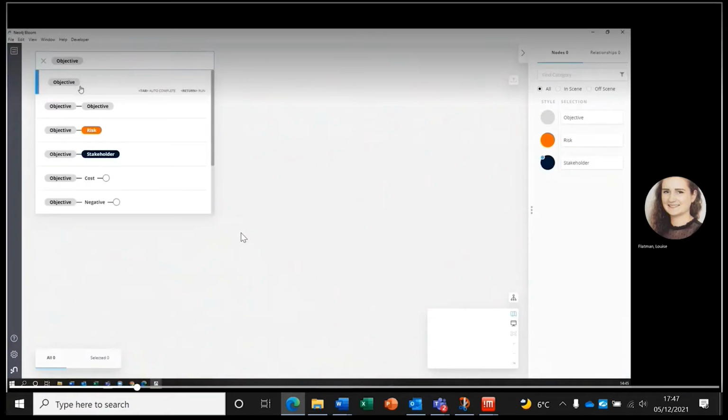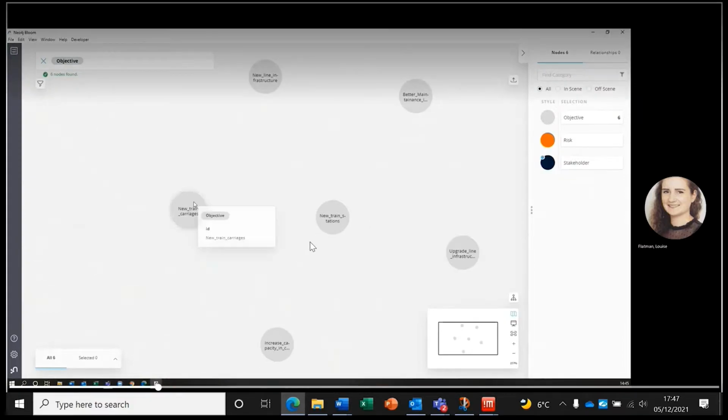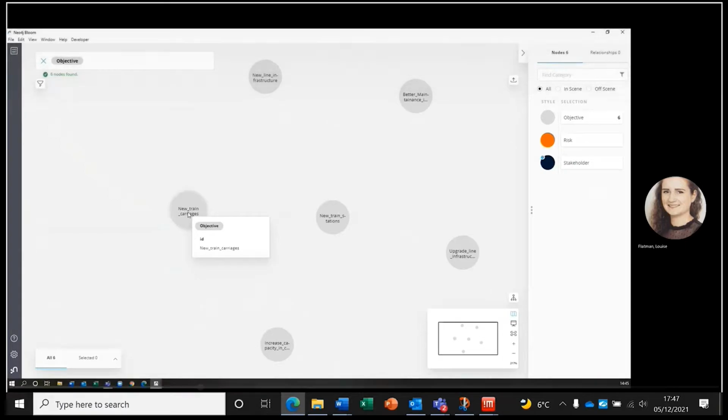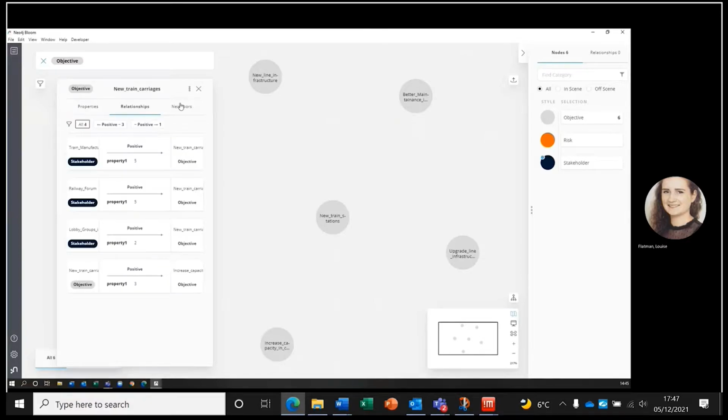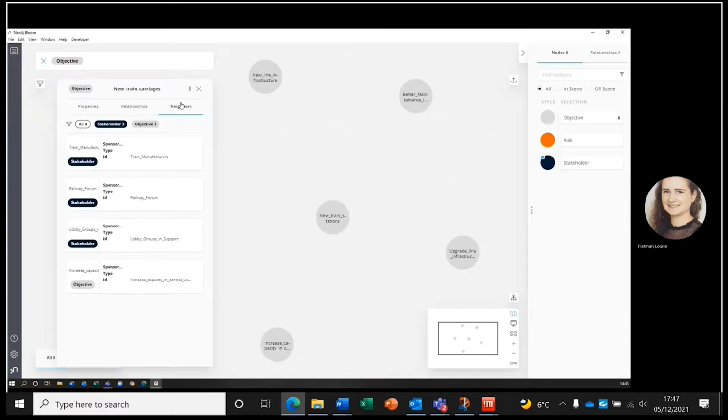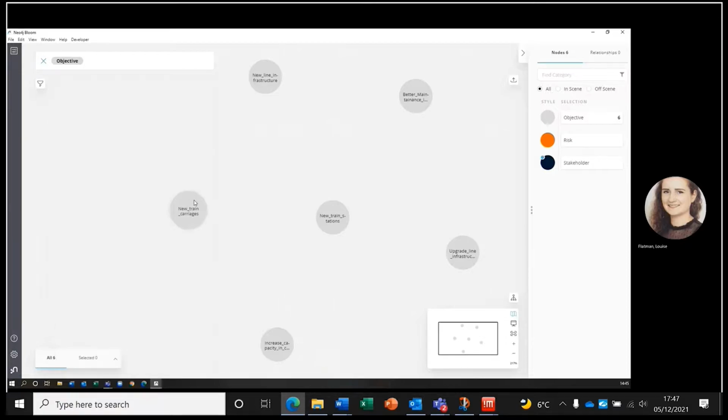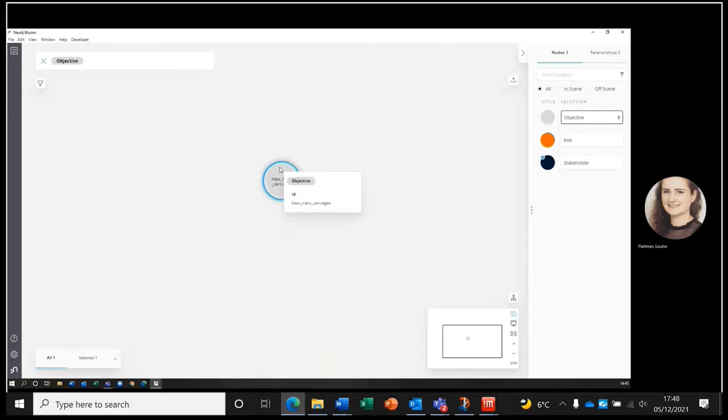So what we can do is we'll first of all map our objectives out on our map. We're really interested in the new train carriages, so we'll look at this one. What I could do is just tell you a few key facts about it if you want. I can look at relationships, tell you if there's anything important there, look at the neighbours, but we'll do it on the map form. So let's get rid of all the other objectives, clear the screen, start again. And what we could do is expand on the new train carriages to see the relationships.